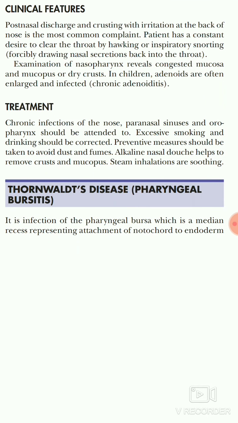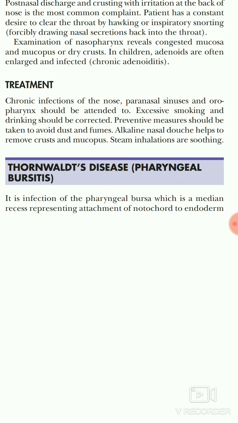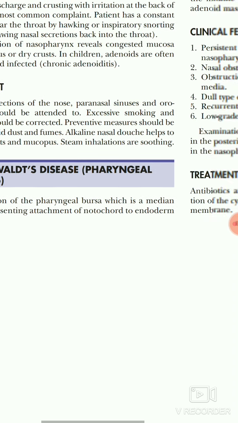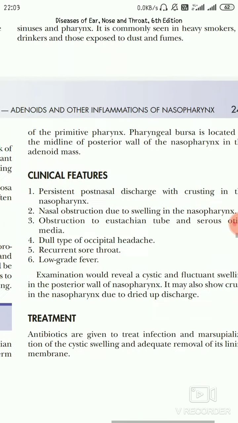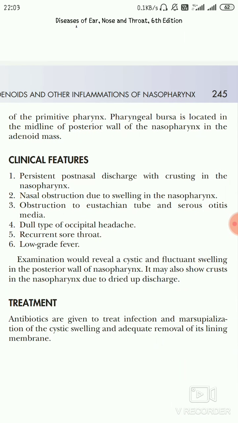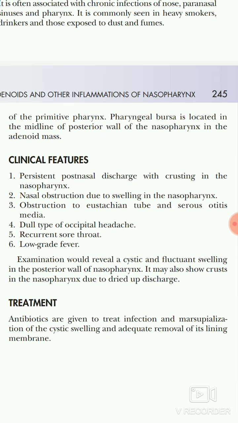Thornwaldt's disease or pharyngeal bursitis. It is infection of the pharyngeal bursa, which is a median recess representing the attachment of notochord to the endoderm of the primitive pharynx. Pharyngeal bursa is located in the midline of the posterior wall of the nasopharynx in the adenoid mass.